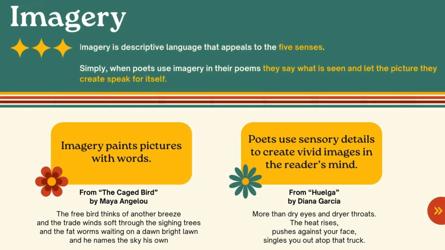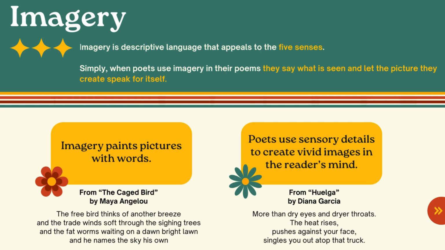Let's start by looking at imagery. So, imagery is a descriptive language that appeals to the five senses: taste, touch, smell, sound, and sight. Simply, what that means is that when poets use imagery in their poems, they say what's seen and they let the picture they create speak for itself. And one way they can do this is by painting a picture with words.